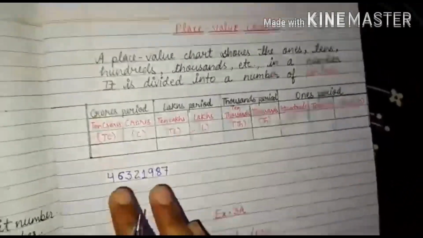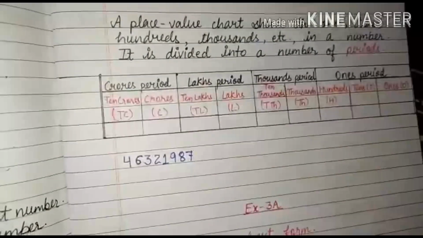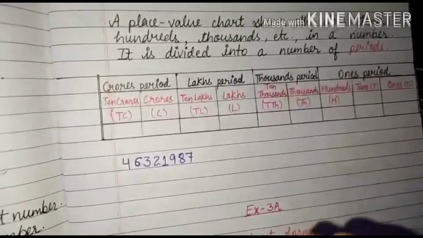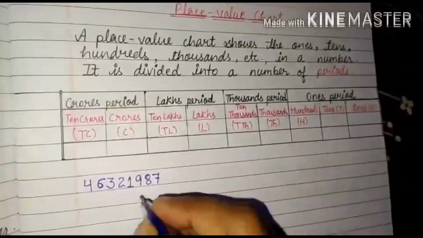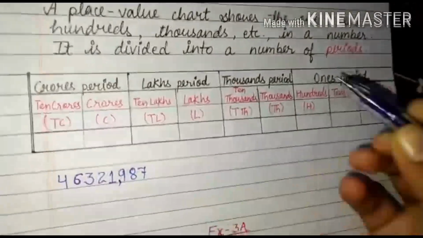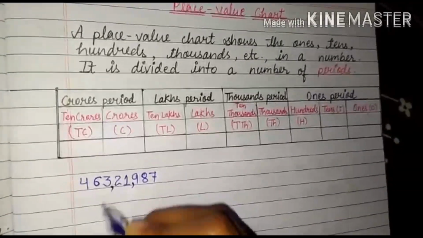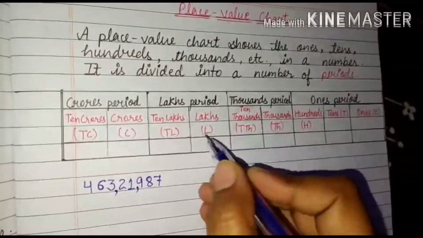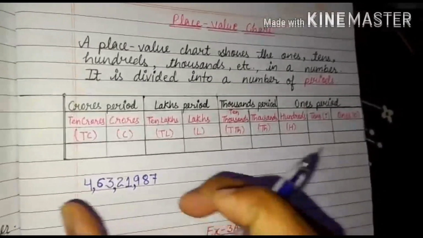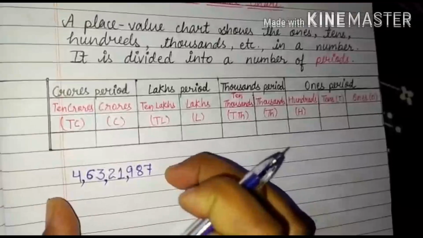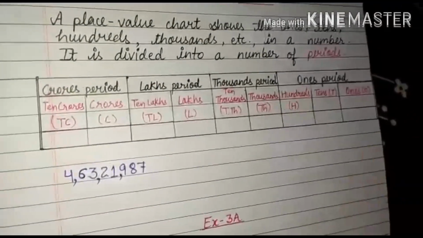Let's start with a number and see how we can place it in these periods. Before doing that, I'll put some commas in it. The ones period has 3 places, so I'll put a comma before 3 digits. Then the thousands period has 2 places, so I'll put a comma before 2 digits. Then the lakhs period also has 2 places, so I'll put a comma before 2 places. It is a very good method to write any number in figures or in words.